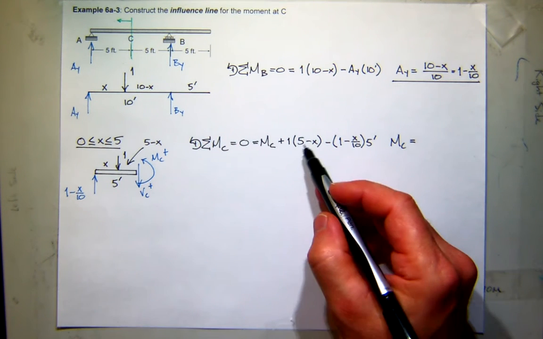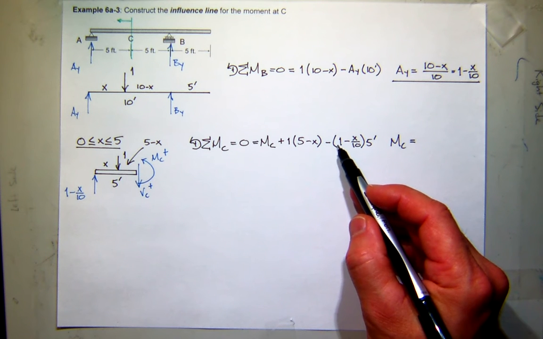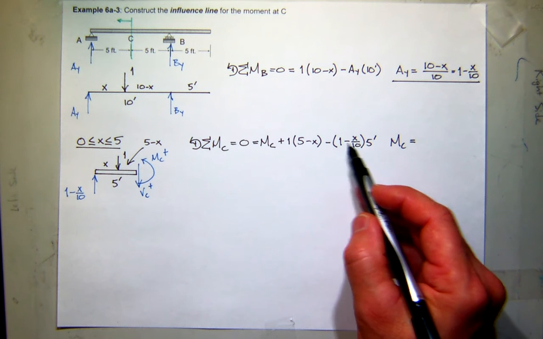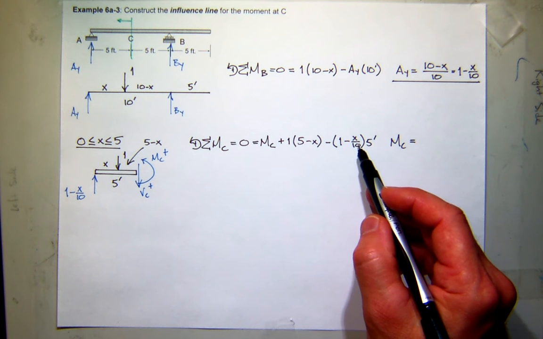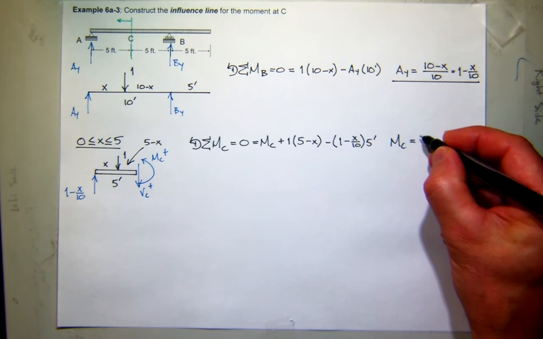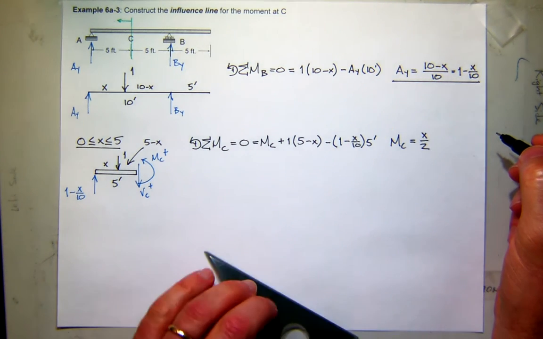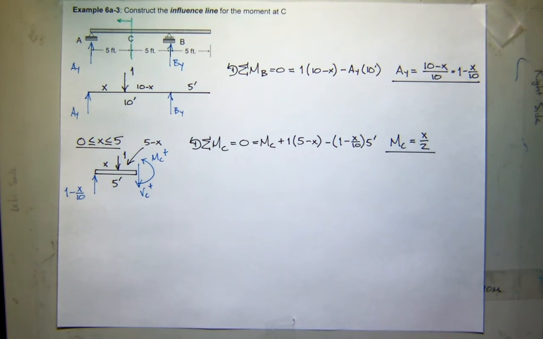Let's see. There's a positive 5, and then there's a negative 5. That cancels. There's a negative x, and then there's a positive 5x over 10, which is half x over 2. So I've got a negative x plus x over 2 gives me a negative x over 2. When I throw it to the other side, I get positive x over 2. I think. Check that for me. That look right?